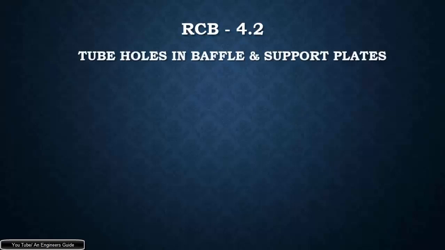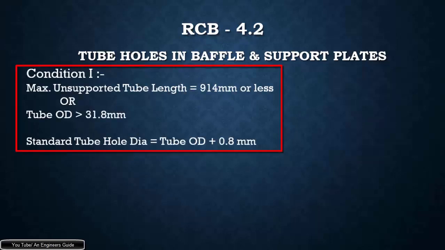Now let's learn the clause RCB 4.2. So guys, I am not showing that clause from TEMA because it may lead to some confusion. I have sorted that clause in such a way that there are two conditions. First condition says maximum unsupported tube length is equal to 914 mm or less, or tube OD is greater than 31.8 mm. So if any of the conditions is satisfied, then your standard tube hole dia should be tube OD plus 0.8 mm.